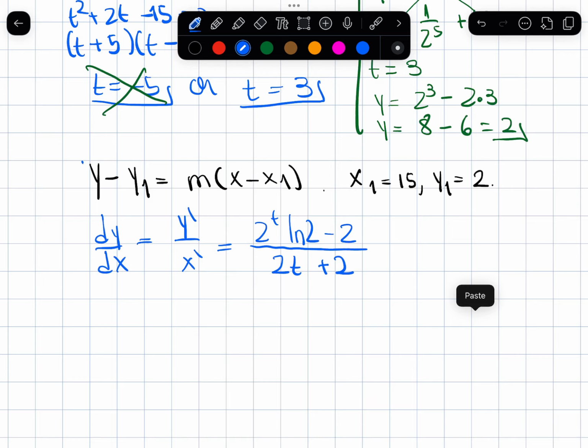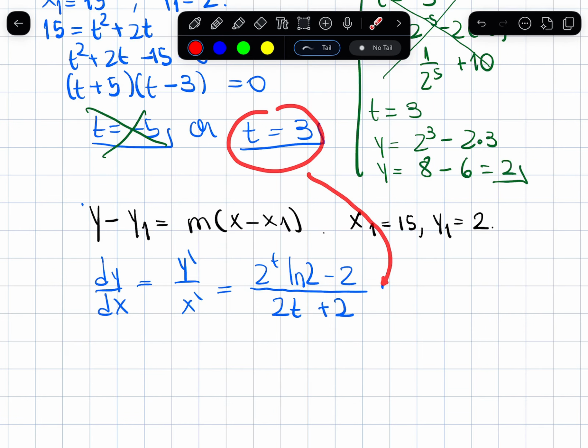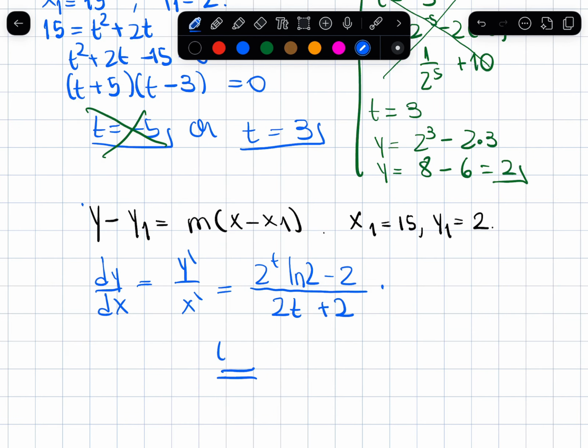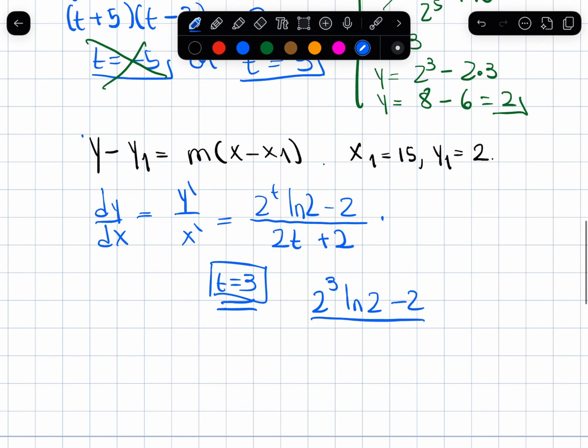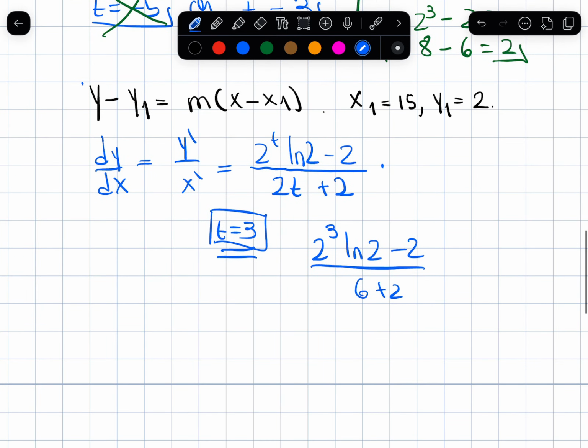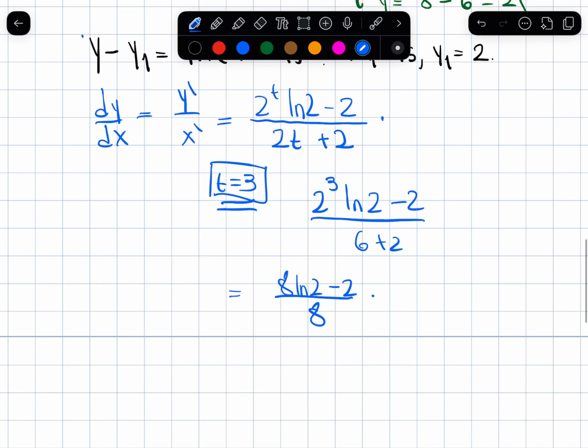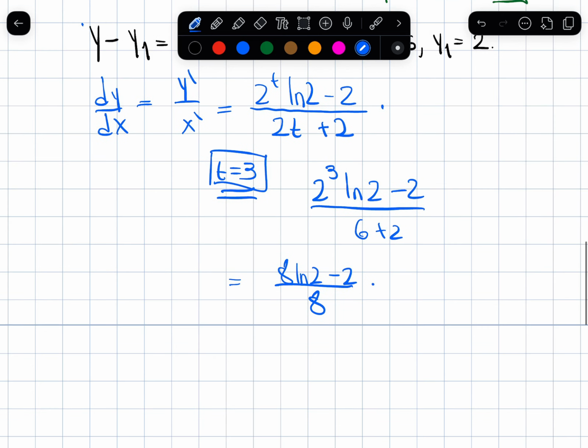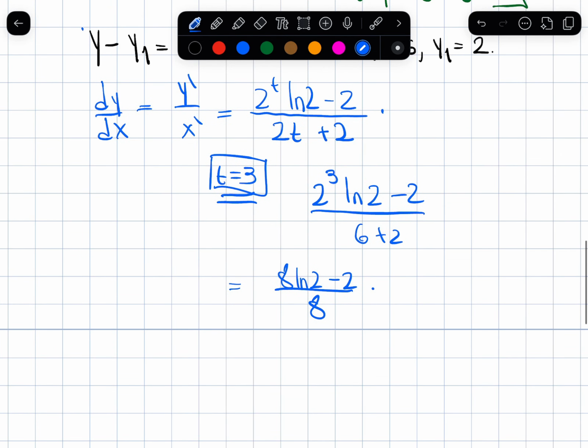So now this is easy for me to find as long as I remember that t equals 3 right here. So when t equals 3, this is going to be what? 2 cubed times the natural log of 2 minus 2, all of that over 6 plus 2, which is 8. So the top will be for me 8 natural log 2 minus 2 over 8. It is what it is. The natural log of 2 is not a number that I can handle without a calculator, but it is a number nevertheless. And this is the value of m. This is the slope of my line.